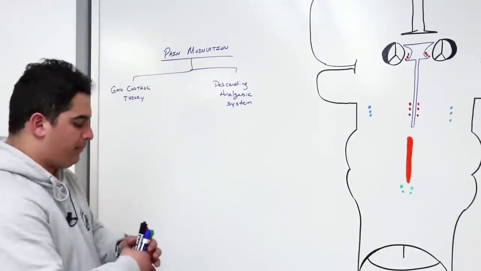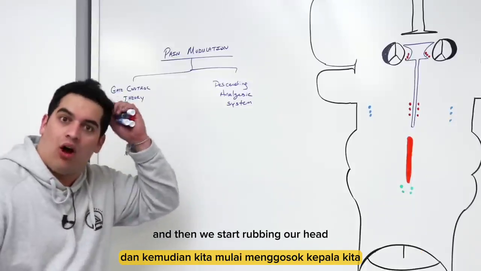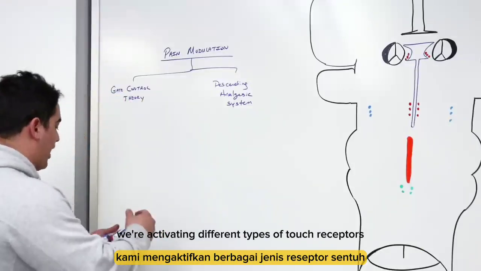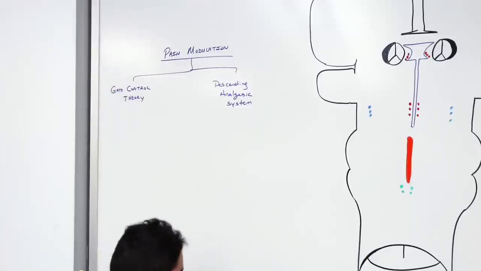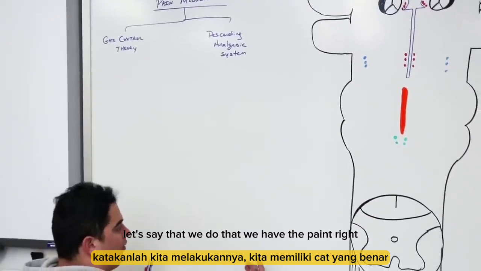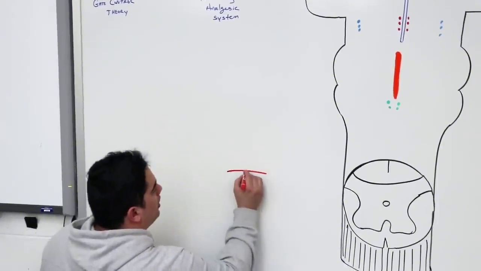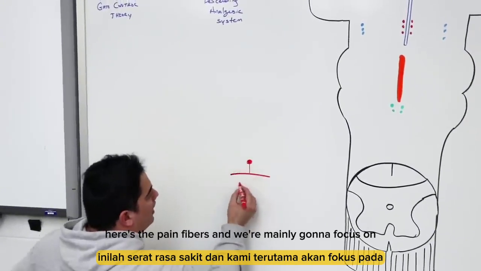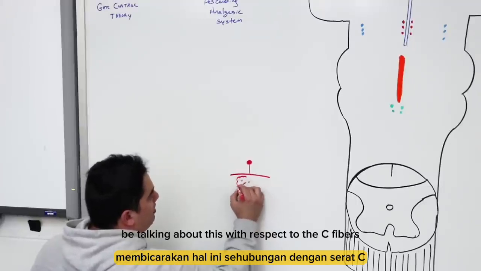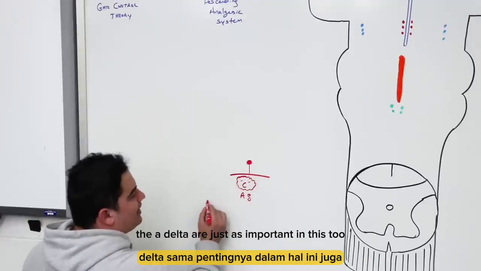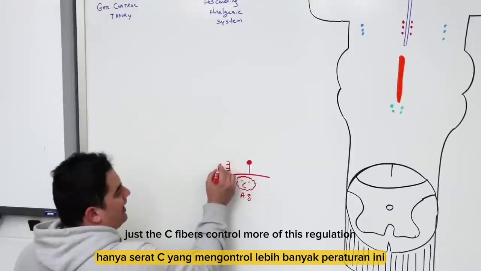How does it do that? Okay, we've got to think. What are we doing when we hit our head and then start rubbing it? We're activating different types of touch receptors. So in that situation, let's say we have the pain, right? So what's the painful stimulus? Here are the pain fibers, and it can be C and it can be A delta, but we're mainly going to be talking about this with respect to the C fibers. But do remember the A delta are just as important in this too. It's just that the C fibers control more of this regulation.